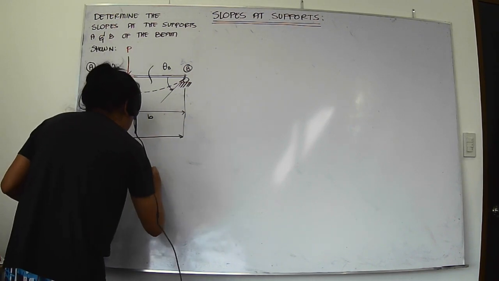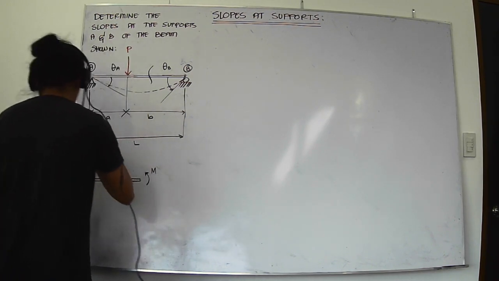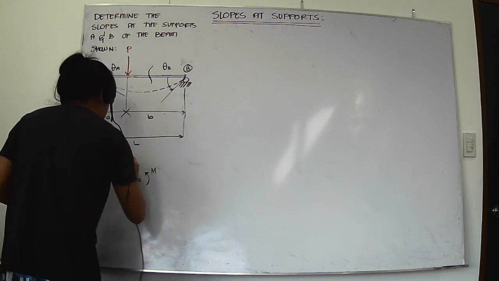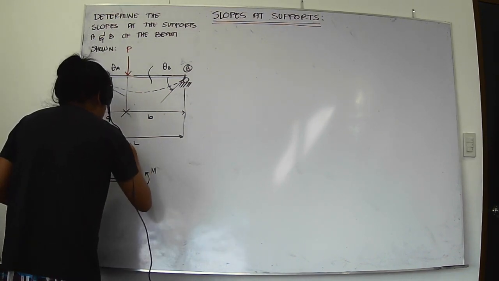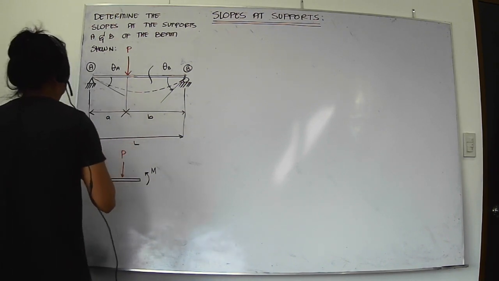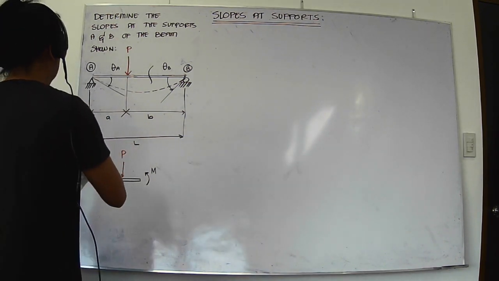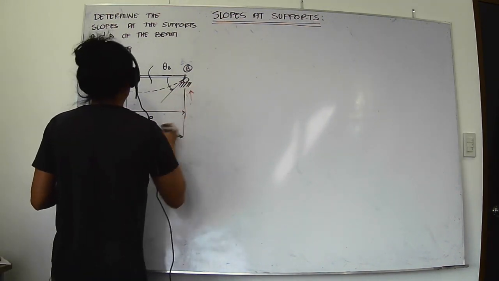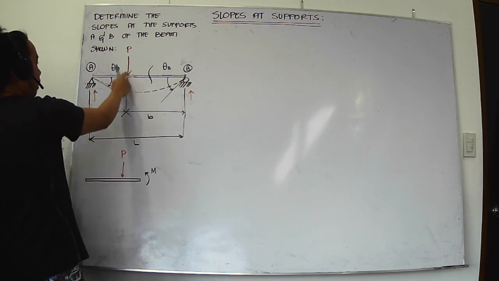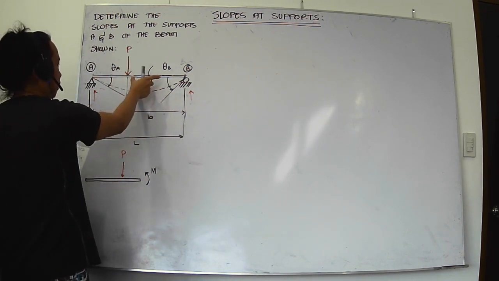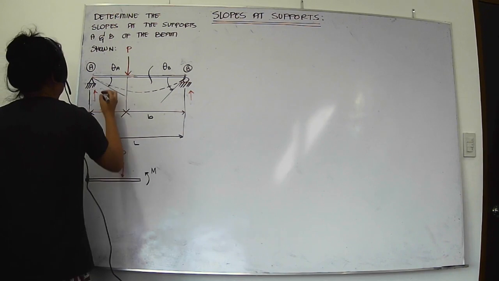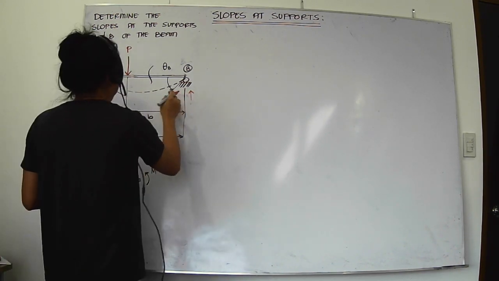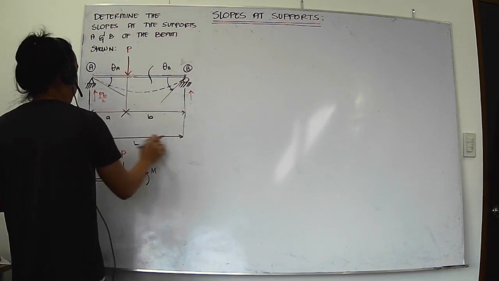So by cutting this, I will have the moment M, then I will have a load here. Sorry, I forgot. Let's solve for the reactions first. Reactions: P times B divided by L, and P times A divided by L.